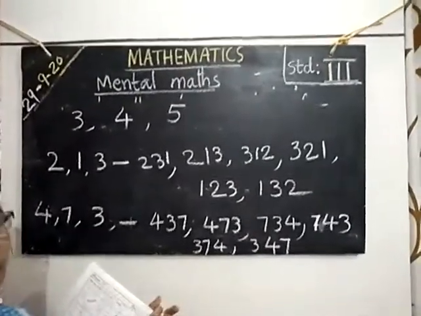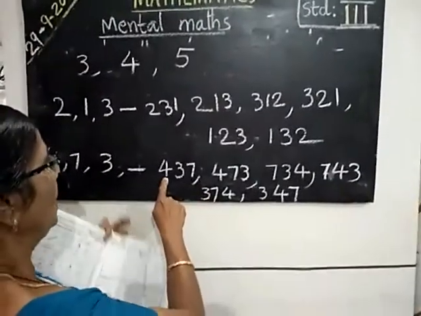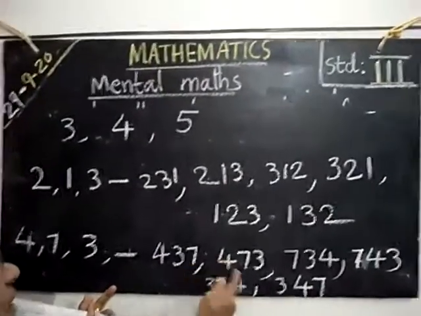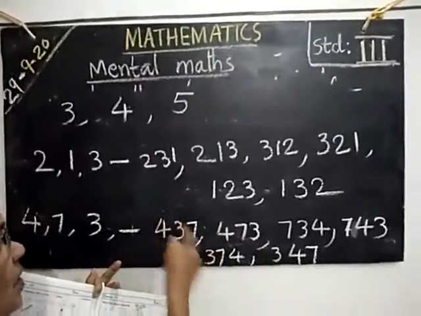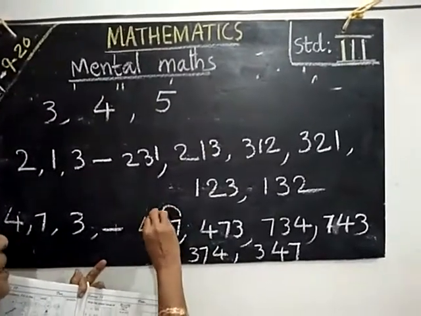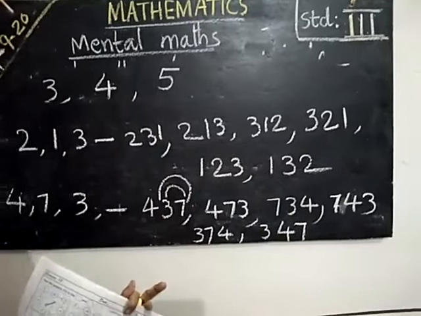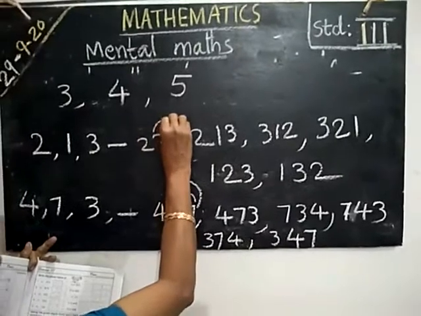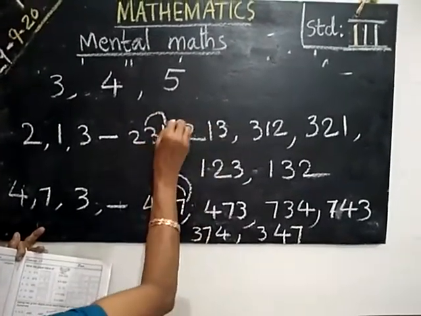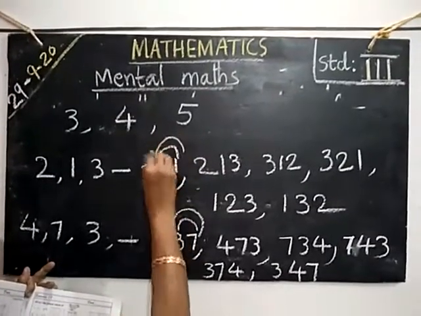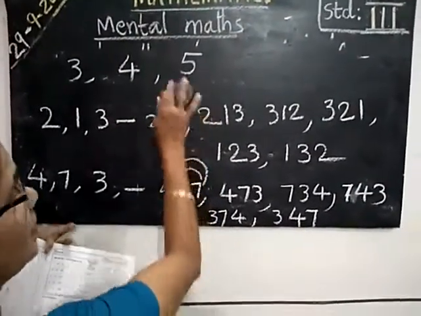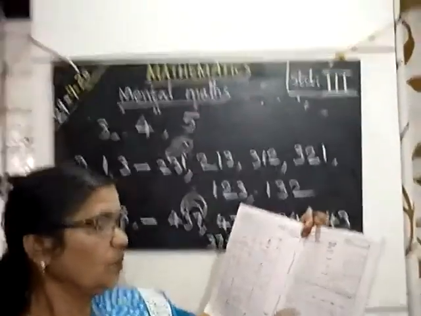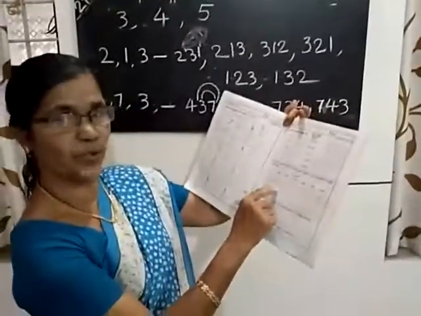Watch these numbers. You will get 437. Then instead of 4 here, 37 becomes 73. 7 comes here and 3 goes there. Understand? You see 231. 3 comes here, and 1 comes here. Then you can make as many numbers as this. Next one, you complete; three questions are left for you.